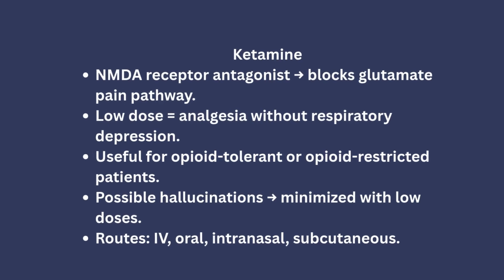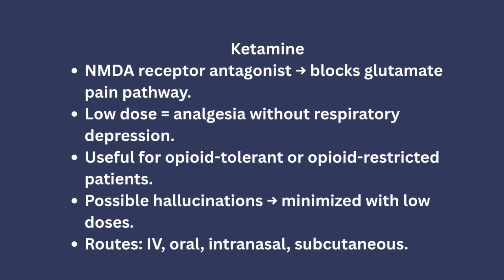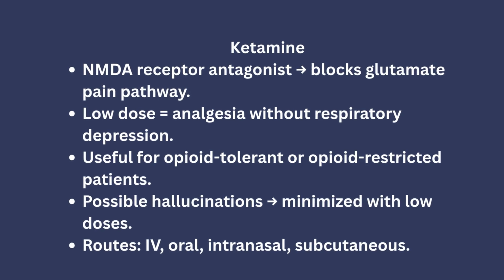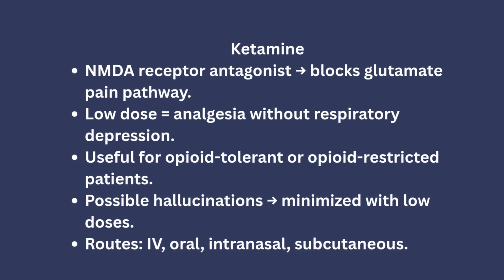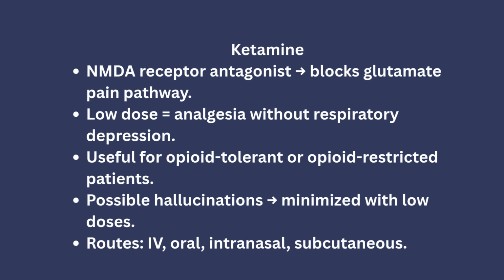Ketamine is another unique option. It's a dissociative anesthetic that works at NMDA receptors, blocking the action of glutamate and preventing pain transmission. At low doses, ketamine provides analgesia without causing respiratory depression, which makes it especially useful in highly opioid-tolerant patients or when opioids can't be used. It can cause mild hallucinations or dreamlike effects, but these are minimized with low doses.